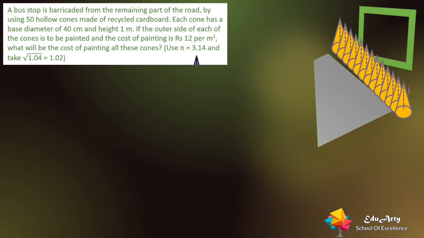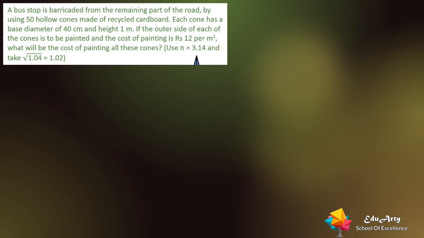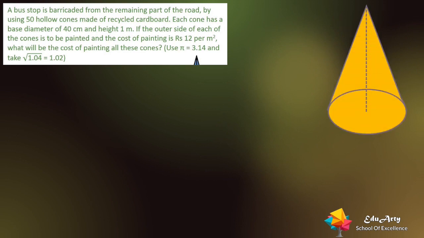Let us forget about all these cones and take one cone. So we are talking about this one cone. What are they saying about this one cone? What is the diameter of the cone? This entire thing is equal to 40 centimeters, and this height is equal to 1 meter. Please note that the dimensions are different, so you have to first of all bring all the dimensions into the same unit.